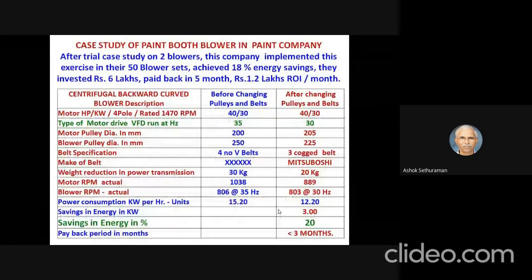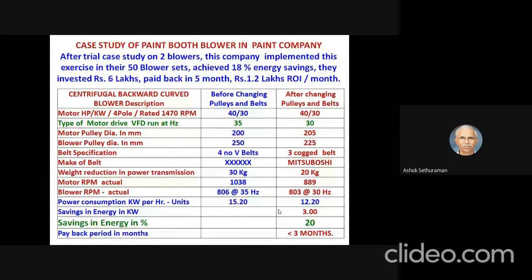In fact, having done this energy audit, this is a paint industry. They have tried almost 50 sets of blowers for the past 2 years. They achieved 18% savings. They already had a VFD. Only thing, they resized the belts and pulleys, and instead of operating the blower at 35 hertz, you can see the fourth line from the bottom, they are able to operate at 30 hertz and they achieved 3 kilowatt, straight away 20% savings, and the payback was in 3 months.